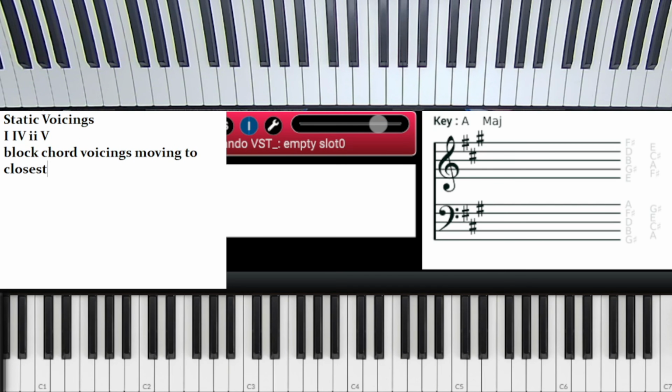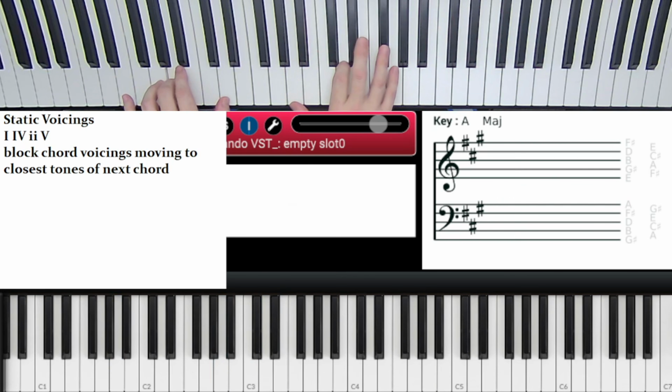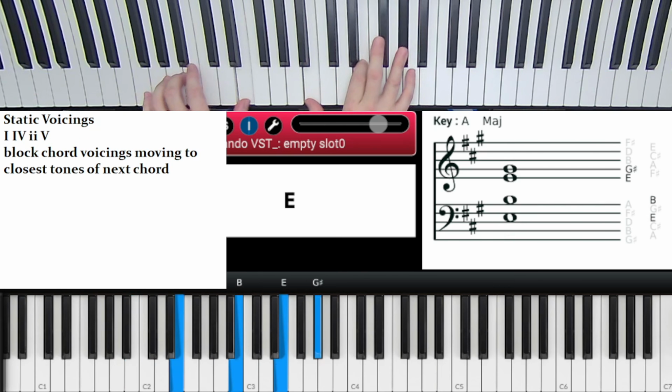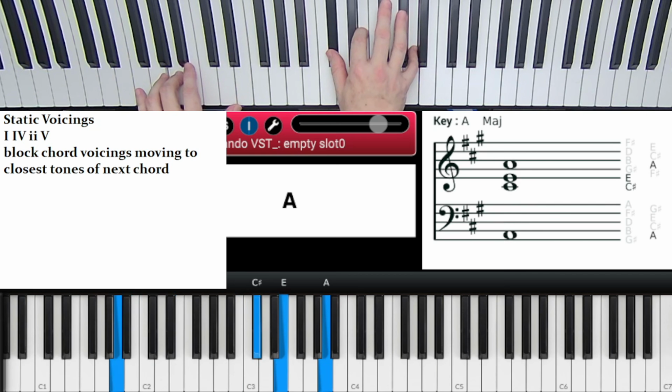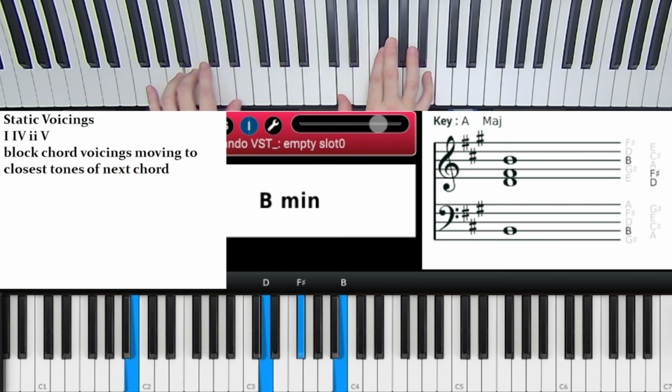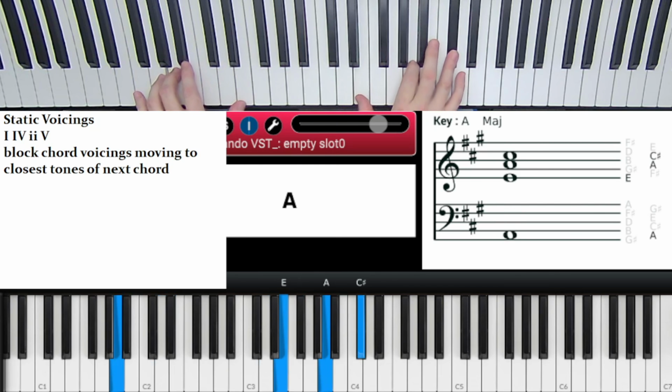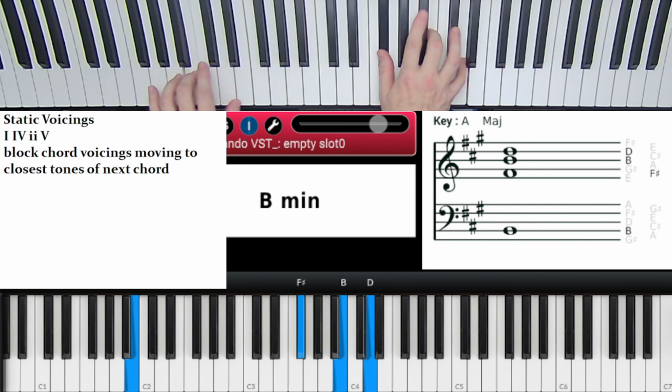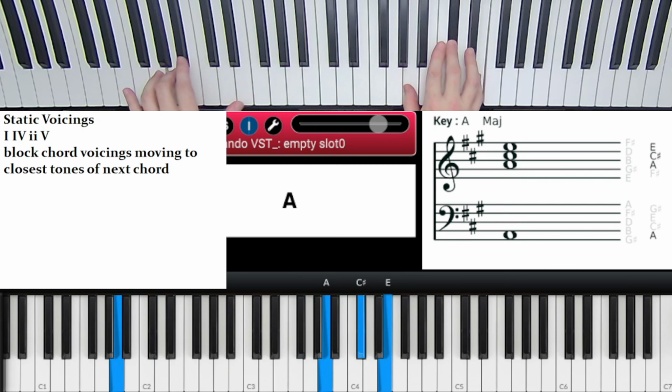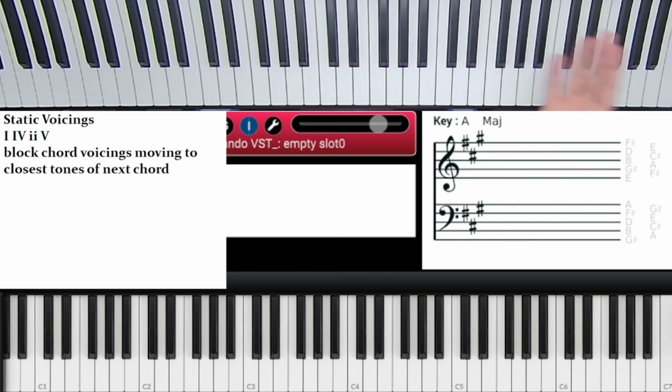Moving these voicings to the closest tones of the next chord will often produce smooth transitions. So we could do it like this. Going by the E with a third above, I could go to this position of A. E with the fifth above, I could go to this position of A, finding the closest tones. E, A. So you could rise up like that. It's still pretty smooth.